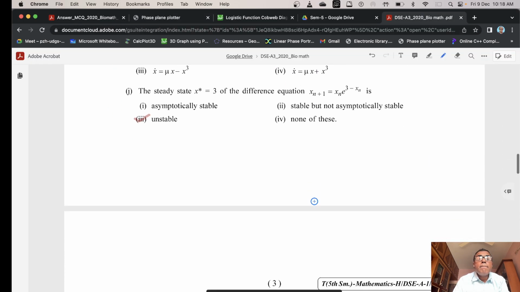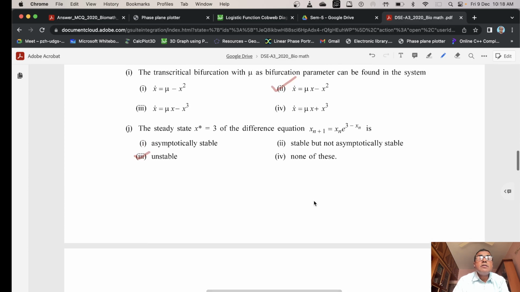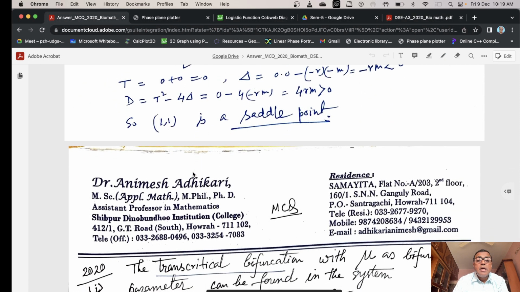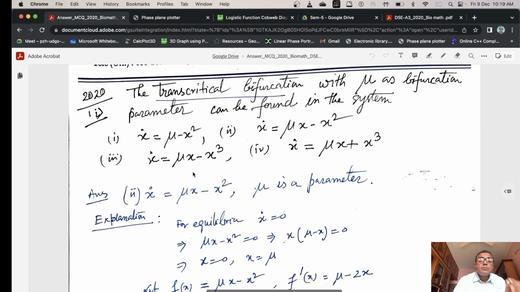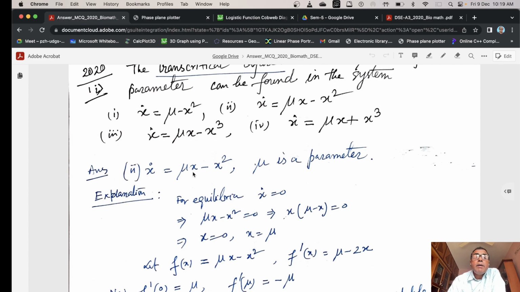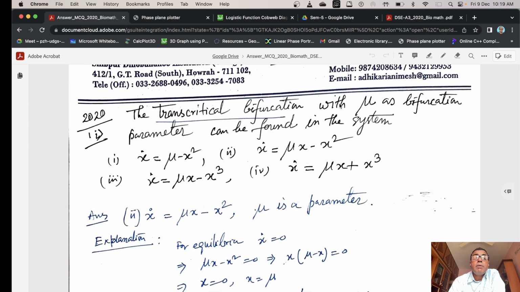Next question: is this bifurcation parameter, a transcritical bifurcation with mu as the bifurcation parameter, found in the system? The correct option is option 2, dx/dt equals mu x minus x squared. This is a transcritical bifurcation, actually the supercritical transcritical bifurcation. If we put mu x plus x squared, it is also another transcritical bifurcation, called the subcritical transcritical bifurcation.